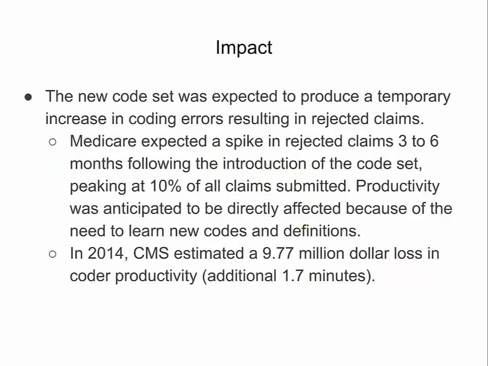The new code set was expected to produce a temporary increase in coding errors resulting in rejected claims. Medicare expected a spike in rejected claims 3 to 6 months following the introduction of the code set, peaking at 10% of all claims submitted. Productivity was anticipated to be directly affected because of the need to learn new codes and definitions. In 2014, the Centers for Medicare and Medicaid Services estimated a $9.7 million loss in coder productivity, an additional 1.7 minutes per code assigned.